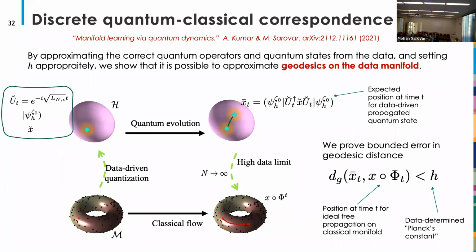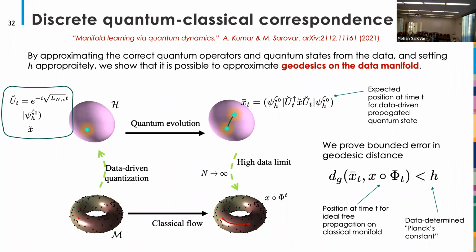What do I mean by that? The data, remember, is coming from some manifold. What we're interested in is reproducing the classical flow, classical geodesic flow on this manifold. So this point, going to this point on the classical manifold. How we do that is we define this data-driven quantization procedure. Basically, these operators are defined in terms of the data, and then we do quantum evolution in Hilbert space, and then we evaluate expectation values of position.